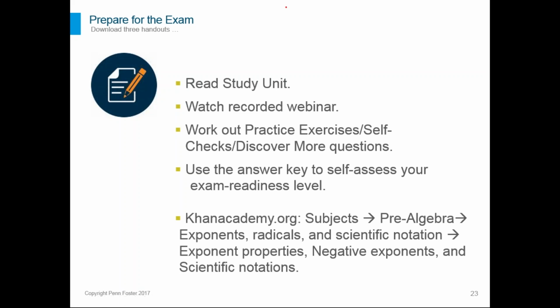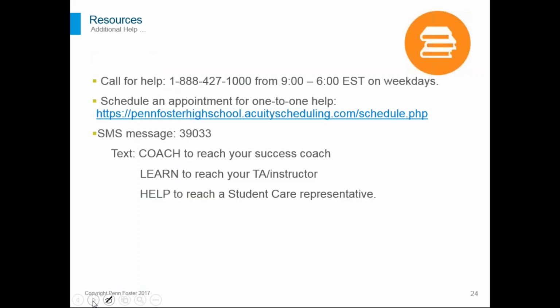Also, I have searched for an outside resource, which is khanacademy.org. If you go to that website, on the top left, you will see subjects. Click on subjects, and choose pre-algebra. Under pre-algebra, you have the lesson that is titled Exponents, Radicals, and Scientific Notations. This is the one you're going to click on. You're going to watch the videos and do the practice questions for the exponent properties lesson, the negative exponents lesson, and the scientific notations lesson if you want. That's an extra thing to do if you would like more practice.